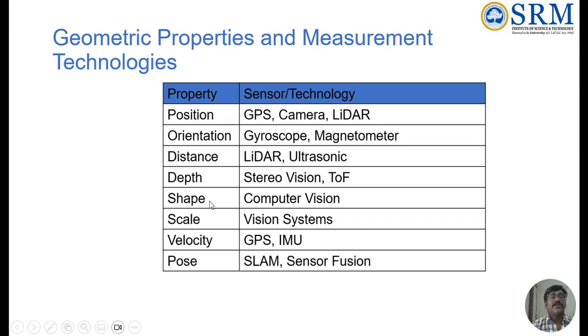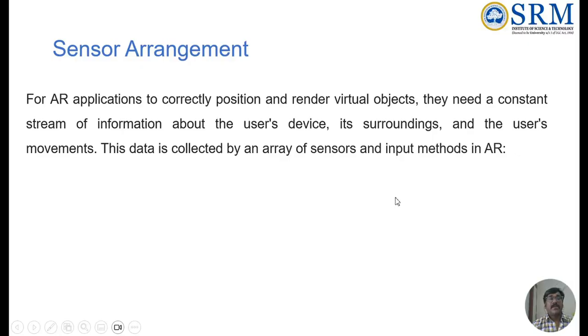Computer vision is used for identifying the shape. A scale vision system is used to measure the scale, and velocity is measured by GPS and IMU. Pose measurement uses SLAM sensor fusion. And this shows how these sensors are arranged to get to know all the details in an elaborate manner.